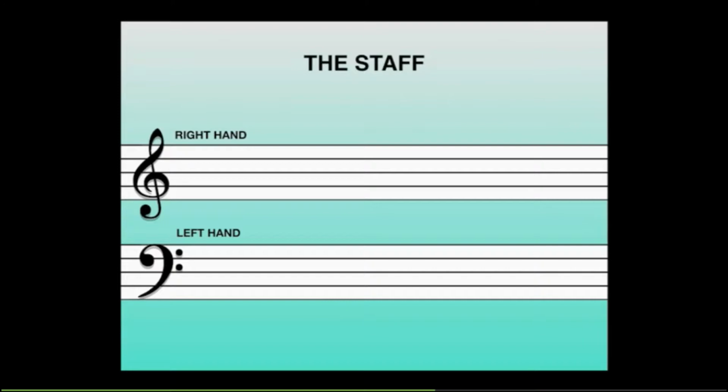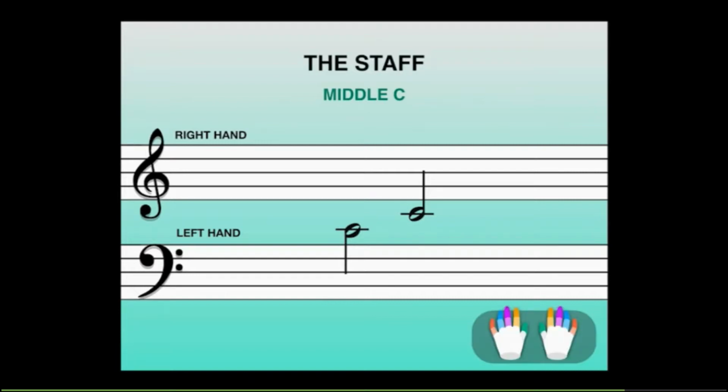The treble staff goes on top, and the bass staff on the bottom. You can see middle C fits right in the middle. Middle C can be recognized by the little line going through the middle of it. Notice the difference between the way middle C is written for right hand and left hand. Okay, let's play.